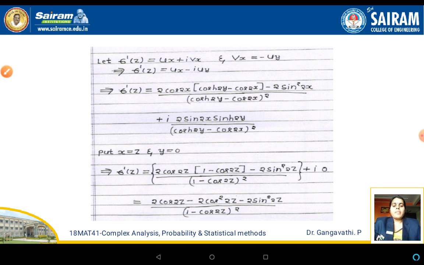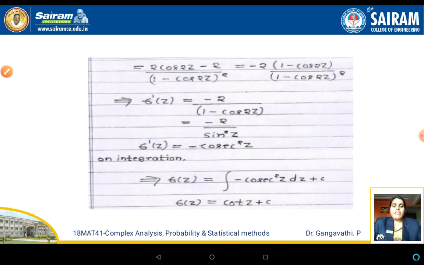And the next step would be, we are going to simplify that: 2 cos 2z minus 2 by (1 minus cos 2z) the whole square, which is nothing but 2 can be taken out as a common term in the numerator, which gives this result. And f dash of z is equal to minus 2 divided by 1 plus cos 2z. So minus 2 divided by 1 plus cos 2z can be written as 2 sine square z. So 2 and 2 get cancelled, and 1 minus cos 2z is sine square z.